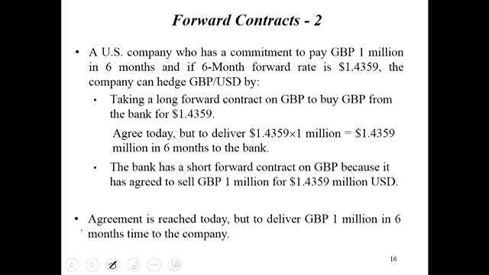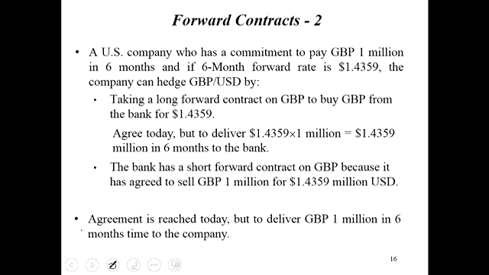Long means that you're going to buy the asset at the end of the time. In this case, the company's going to buy the 1 million British pounds. So that means they're in the long position. The bank's going to sell it, so they're in the short position.